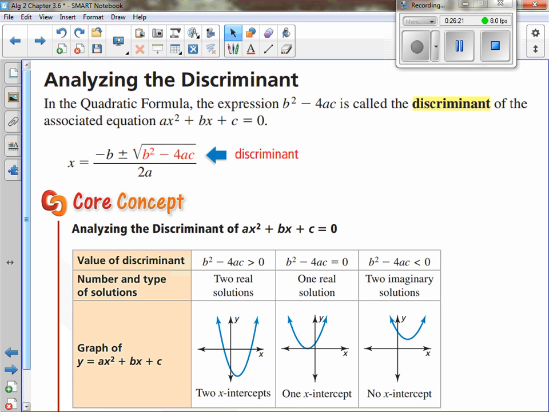This is the last thing we're going to talk about, the discriminant. The discriminant is our b squared minus 4ac.